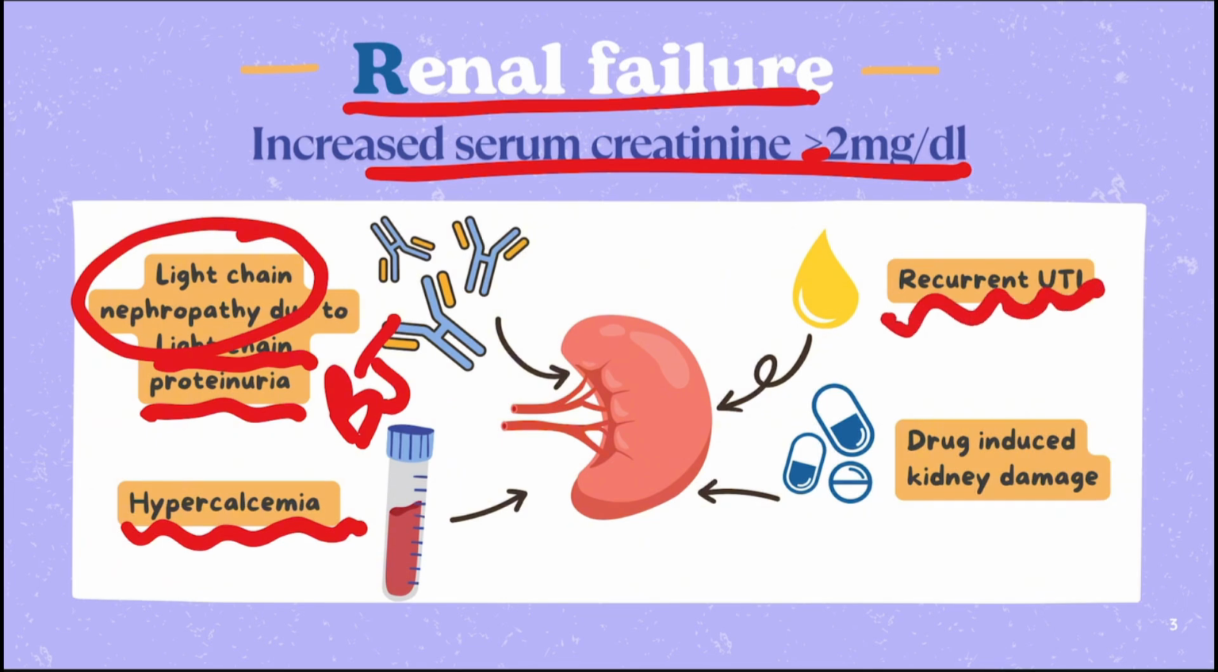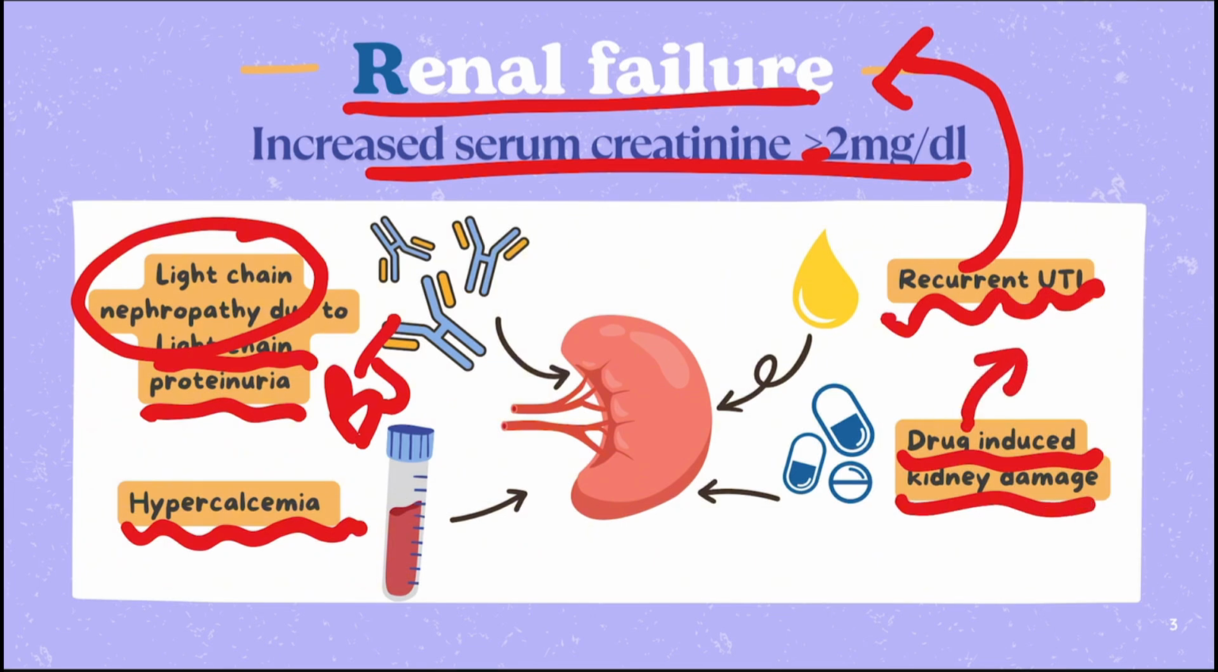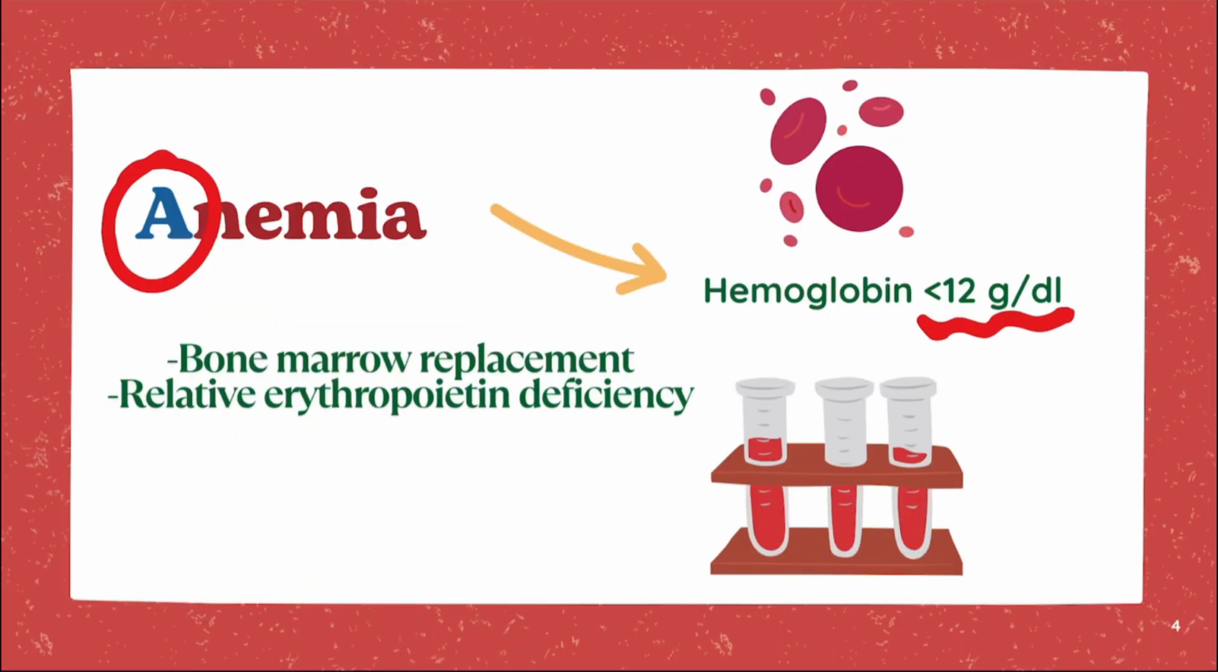Patients with multiple myeloma are immunocompromised and prone to infection, so they develop recurrent UTIs, which can further damage the kidneys. Another cause is drug-induced kidney damage, because patients with multiple myeloma have chronic bone pain, so they are dependent on NSAIDs for pain control, which can further result in renal failure, because NSAIDs are notorious for causing renal failure.